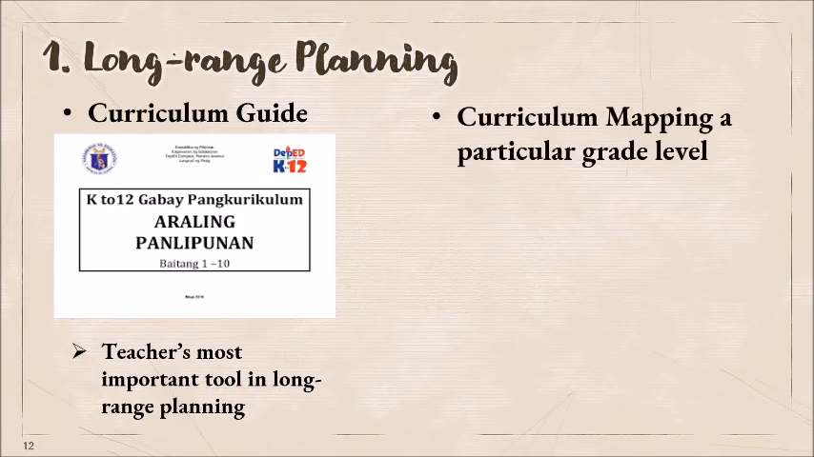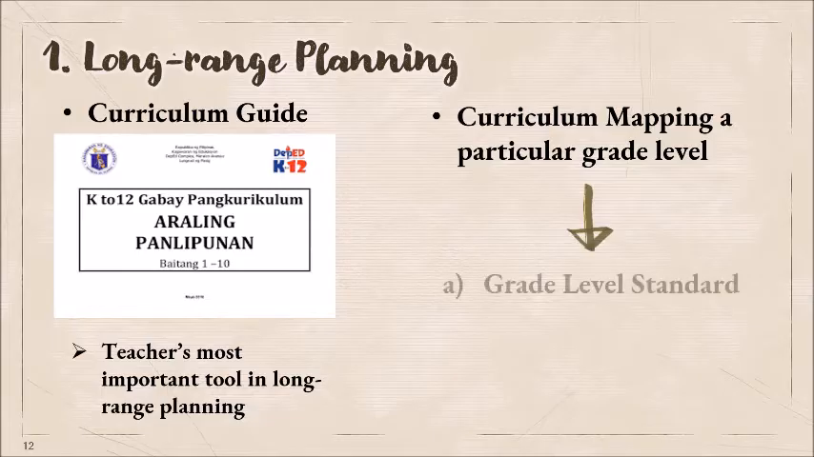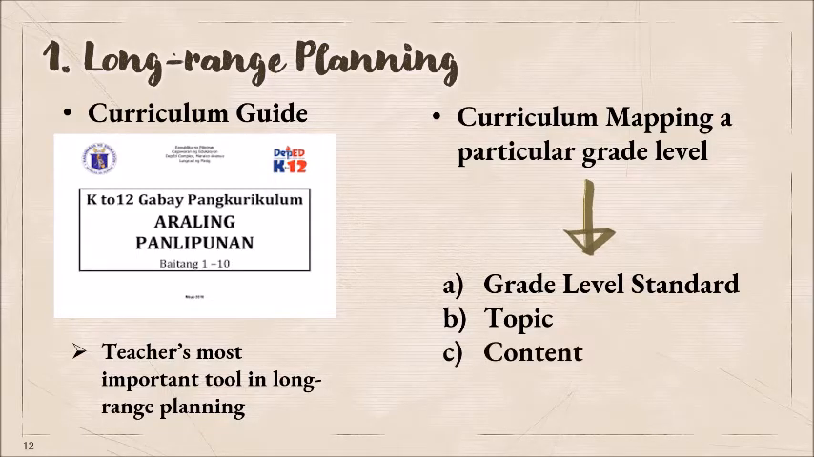Okay? In curriculum mapping a particular grade level, it is important to look at the following. Una, grade level standard, which states the overall goal for the year. And second, the topic, which describes the general theme of the grade level. And third, of course, the content. It outlines the lessons that will be covered. Itong tatlong ito, matatagpuan po ito dito sa ating curriculum guide.